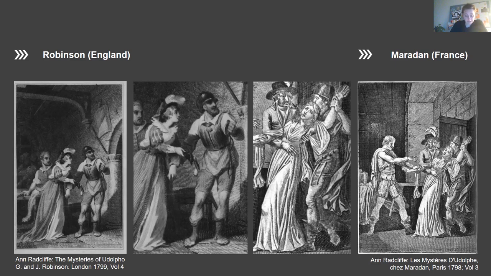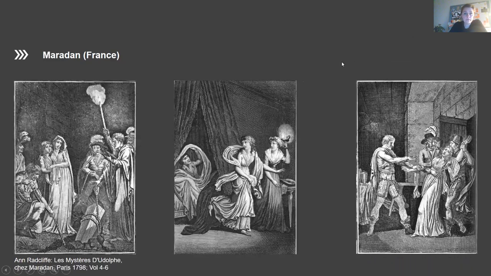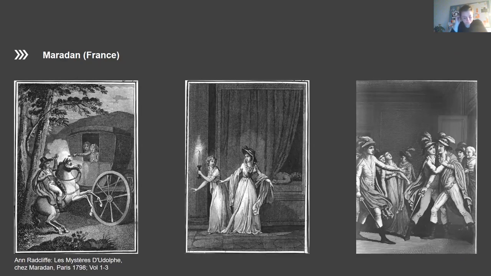The rendition of Emily as an active woman is even more obvious if we compare the Robinson illustration with the Paris edition that was published in 1798 by Maradan. One would not think that we were seeing engravings for the very same source. Instead of Emily, Valancourt is introduced in the first plate in a way that has nothing to do with the original text. This is the one with this one.